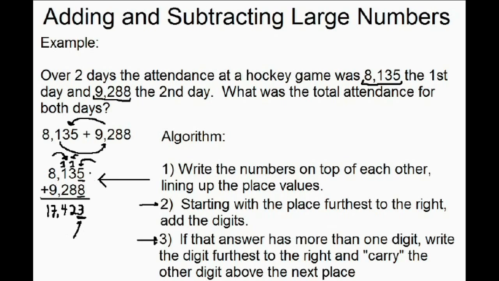So now we've used the algorithm to add these two very large numbers, and we found that 8,135 plus 9,288 is 17,423. So that's how many people attended both hockey games.